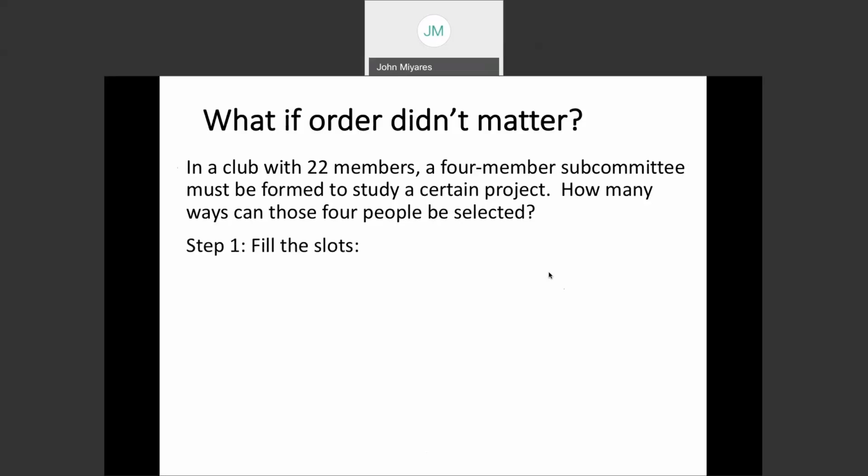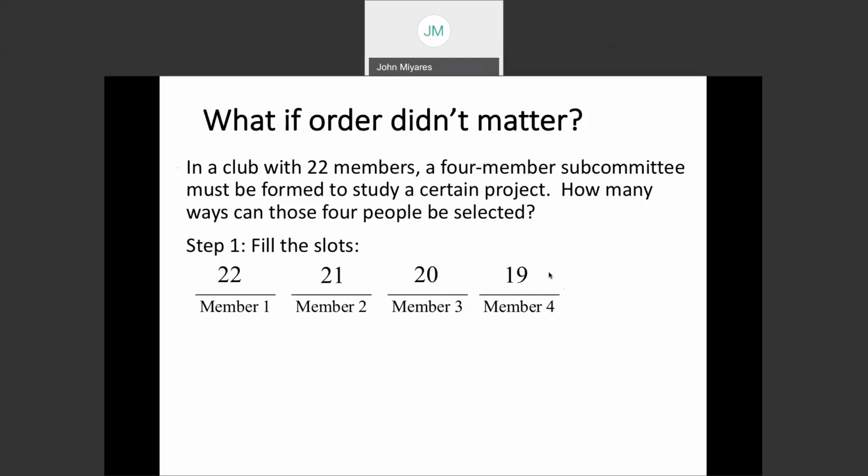Step 1. We still need to set up and fill slots like we did before. We have 4 people that we are choosing to be on this committee, so we're going to have 4 slots. 22 members are available to fill the first slot, then 21, then 20, then 19. So it starts out looking the same, as there were 175,560 ways in which those slots could be filled.